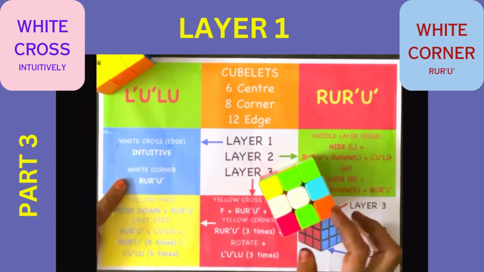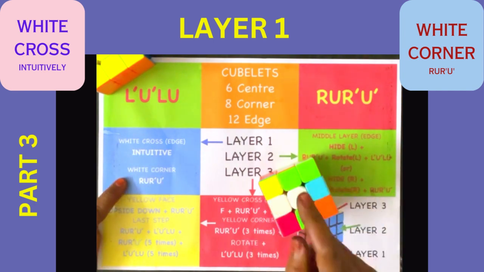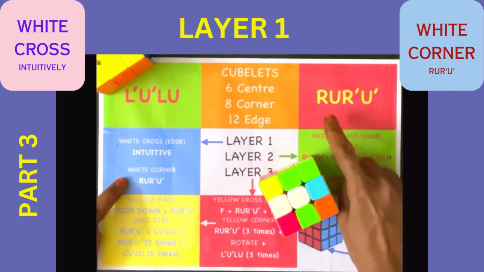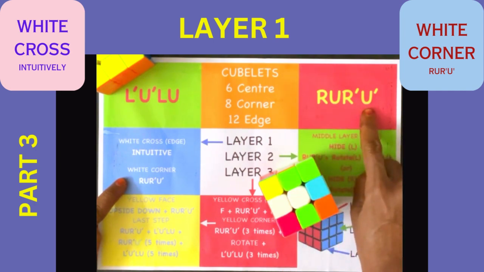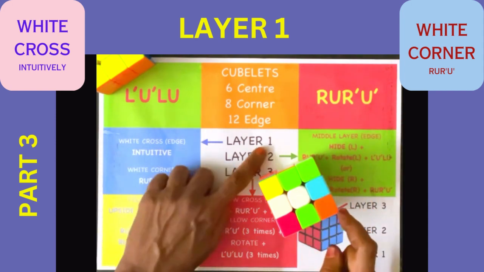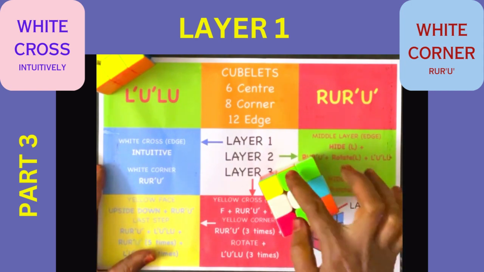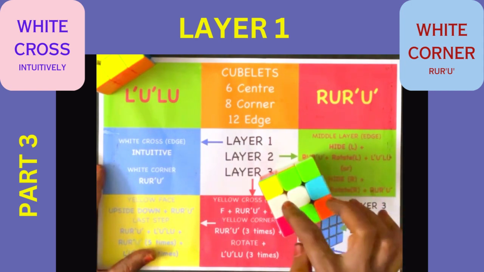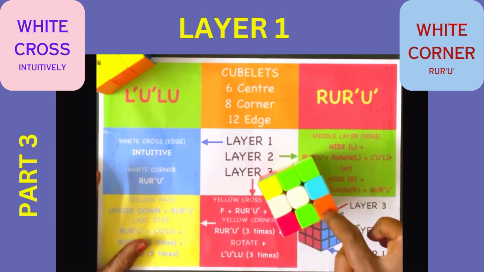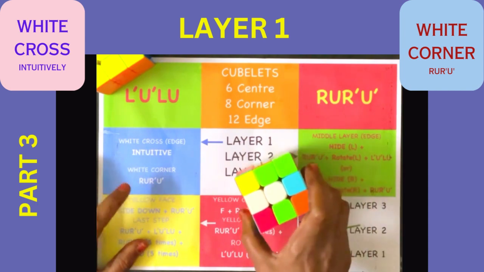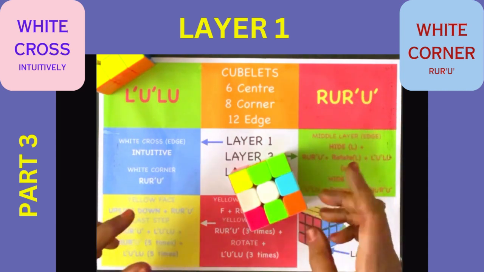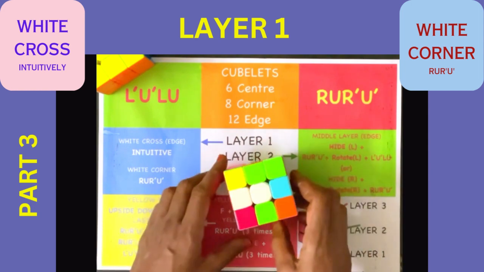Whereas for the second step, wherein we have to join the white corner cubelets, for that we will follow the right algorithm as shown here. So the first layer is just all about joining white cross or white edge cubelets, and the second step is all about white corner cubelets, where we will be using only one algorithm, which is the right algorithm, but that we will be using it several times.